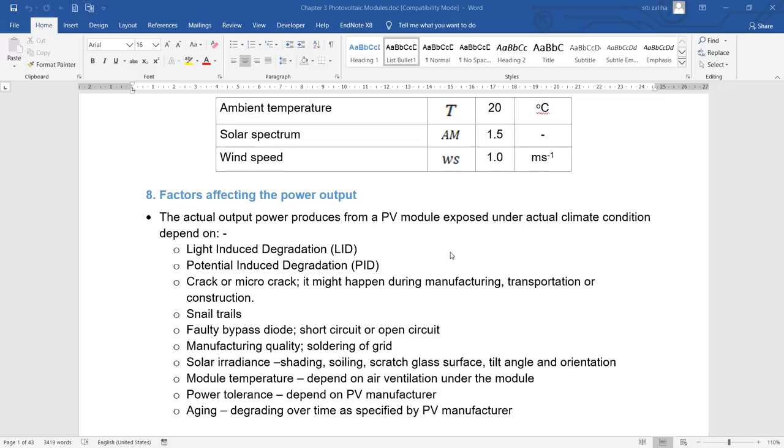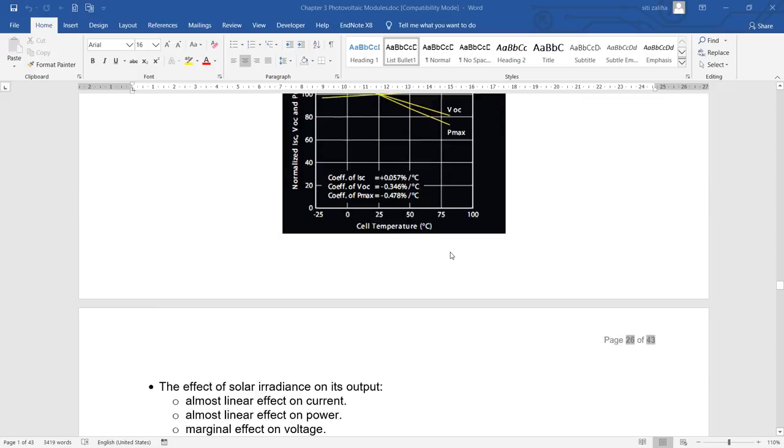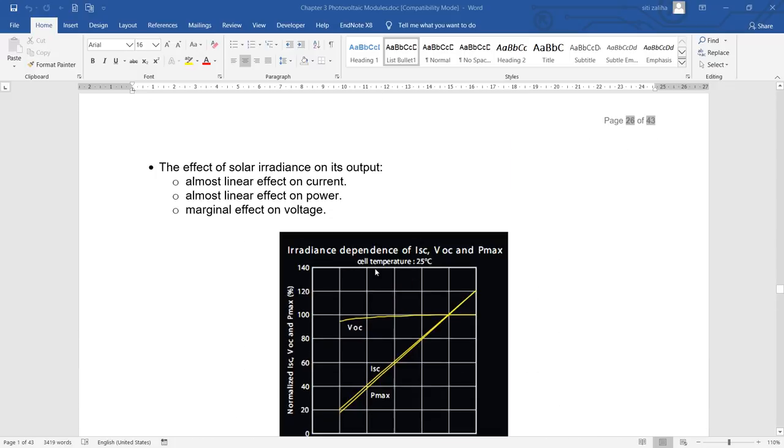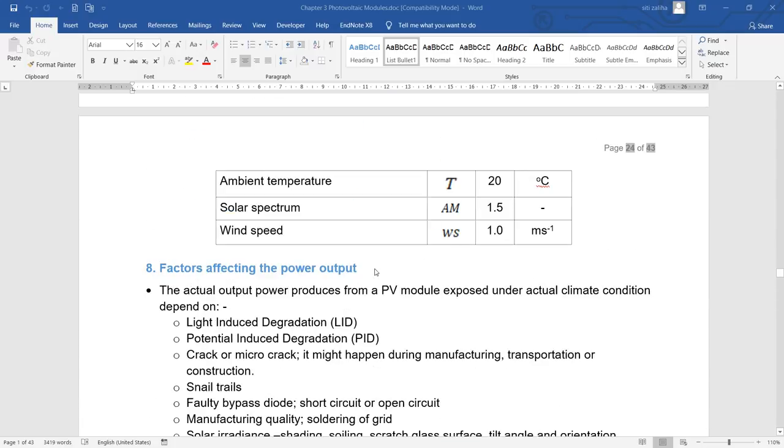This LID loss is related to the quality of wafer manufacturing of the solar cells. The losses may be within 1% to 3% or even more.